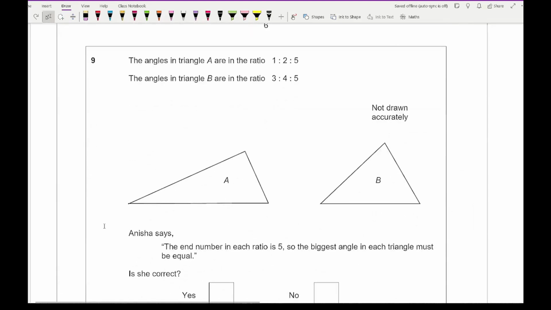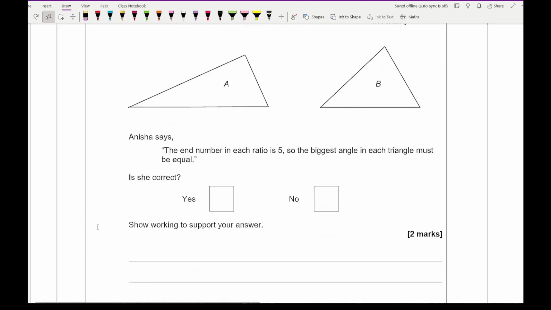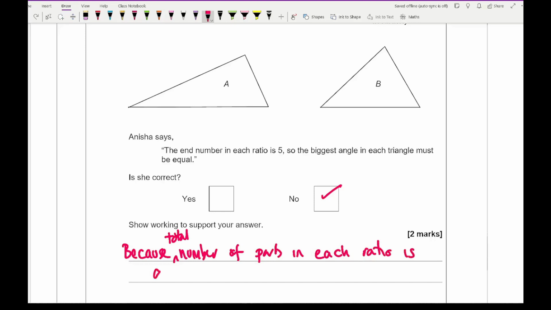Moving on to question 9, it says the angles in triangle A are in the ratio of 1 to 2 to 5. The angles in triangle B are in the ratio of 3 to 4 to 5. It says Anisha says that the biggest number of each ratio is 5, so the biggest angle in each of the triangles must be equal. Is she correct? Well, the correct answer is going to be no, because the total number of parts in each ratio is different.